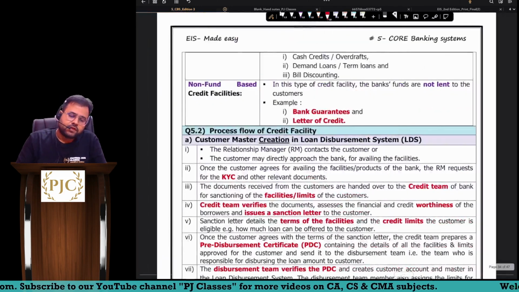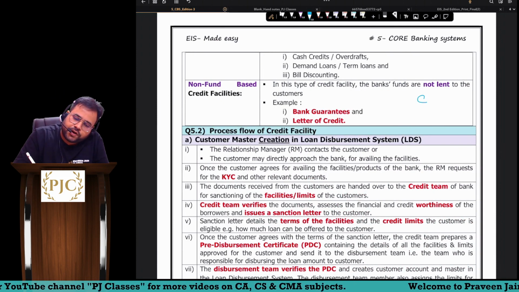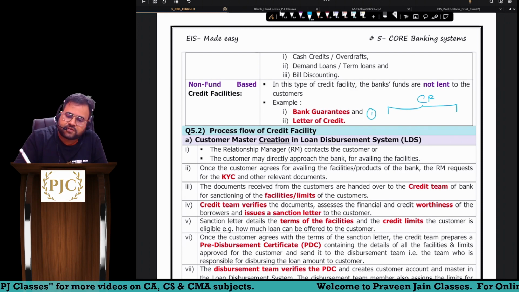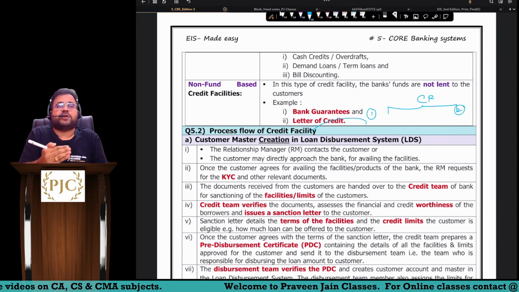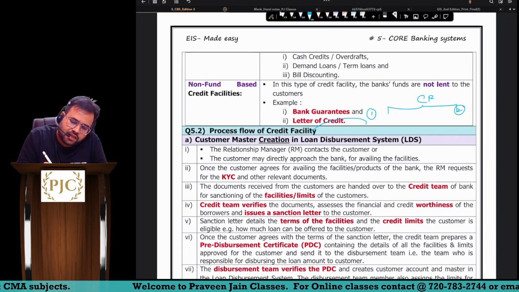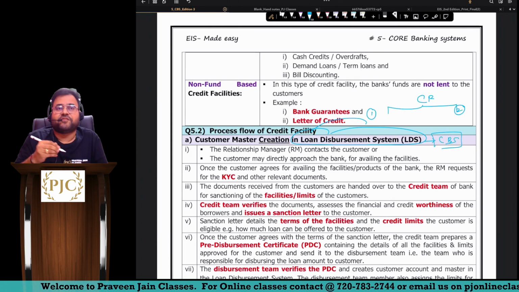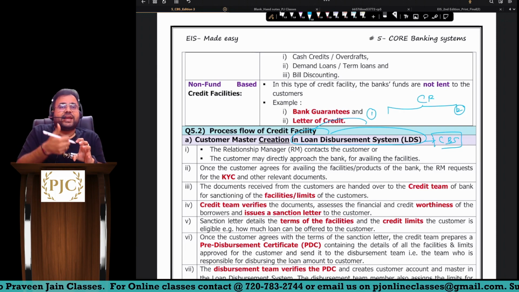Now whenever the bank is going to give any credit facility, they are going to give it by following two steps. Step number 1, step number 2. Step number 1, they are going to create the customer master in the loan disbursement system. When I say loan disbursement system, that is nothing but the core banking system. So they have to create the customer master.